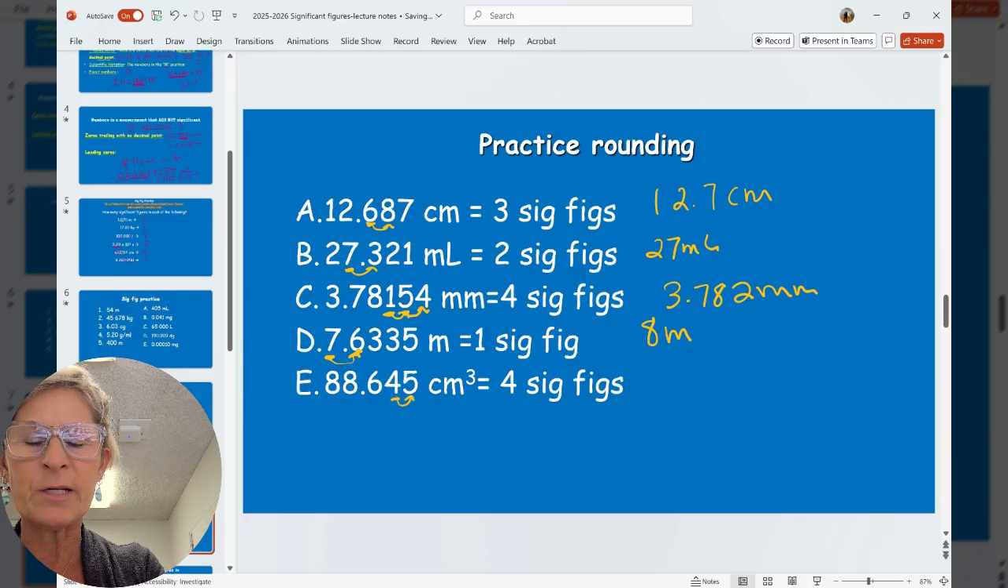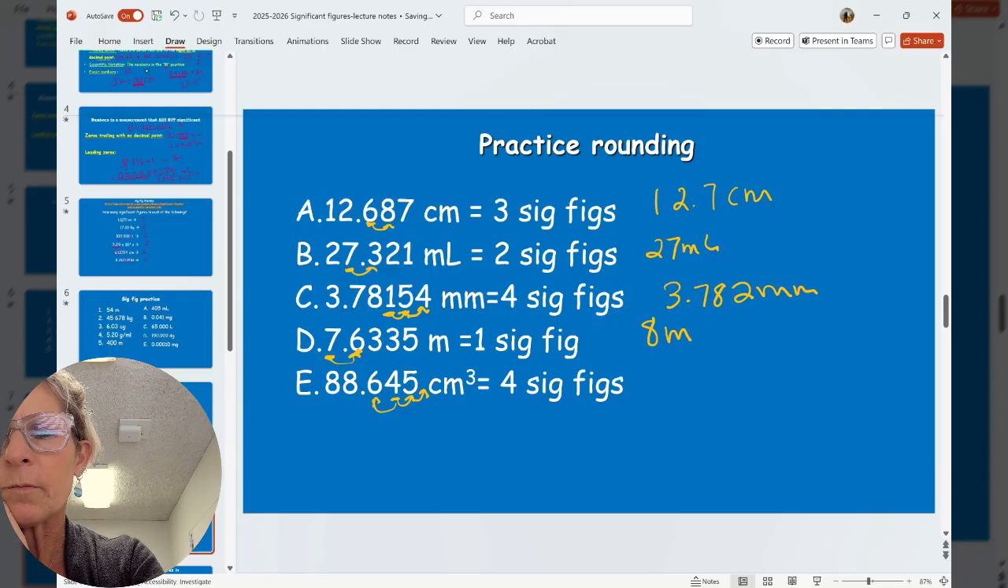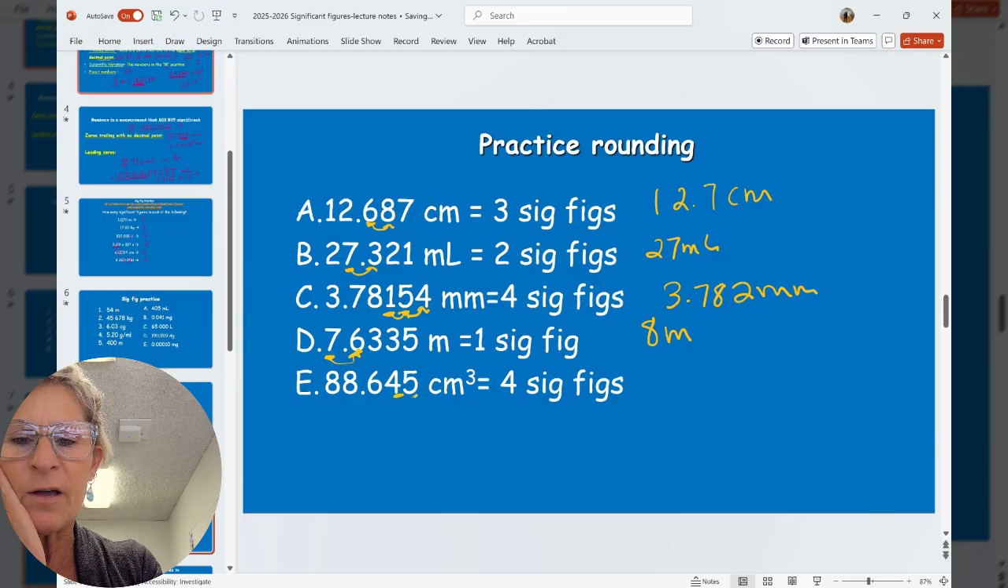I want 4 sig figs, 1, 2, 3, 4. I look to the right of it and it's 5. So I have to look to the right of that 5, and if there's nothing, I'm going to look to the number before my sig fig. And if that number is even, then it stays. Oh, sorry. Let me erase that and try that again. So 1, 2, 3, 4. I look to the right of it, it's 5. I look to the right of that, there's nothing. So I have to look to the number before it. So it's going to be 88.64 centimeters cubed.